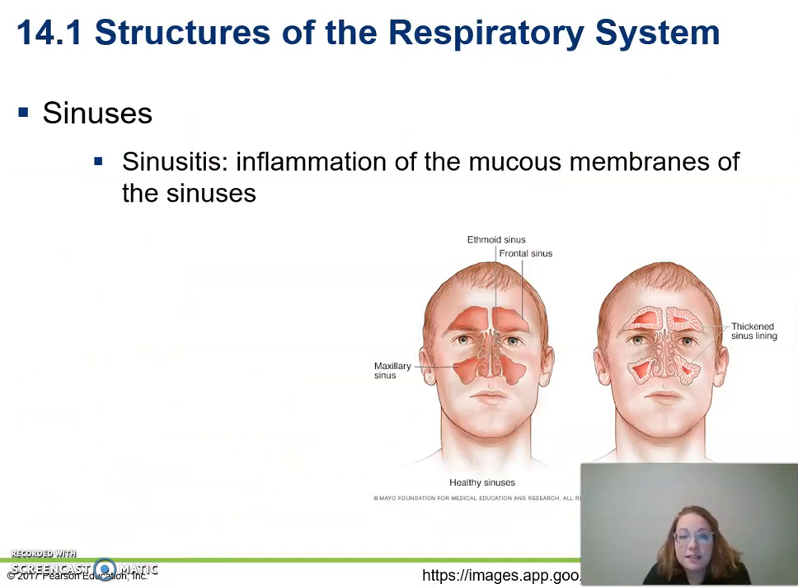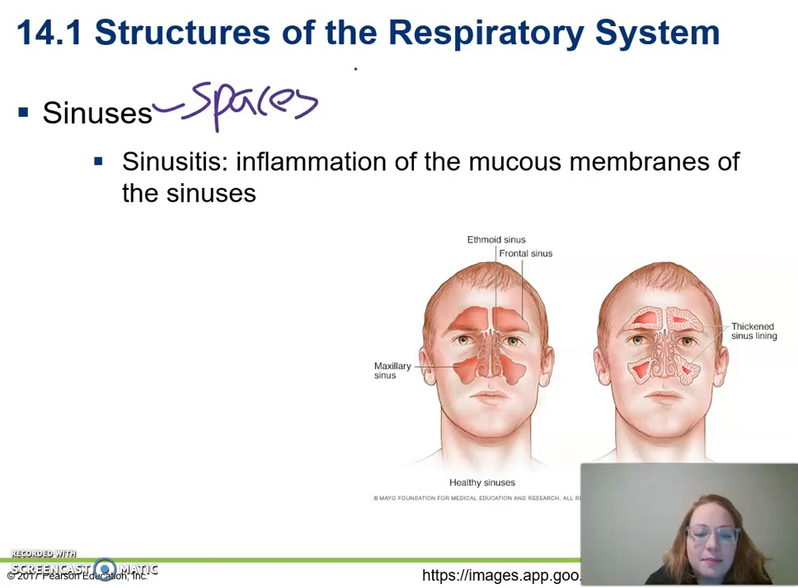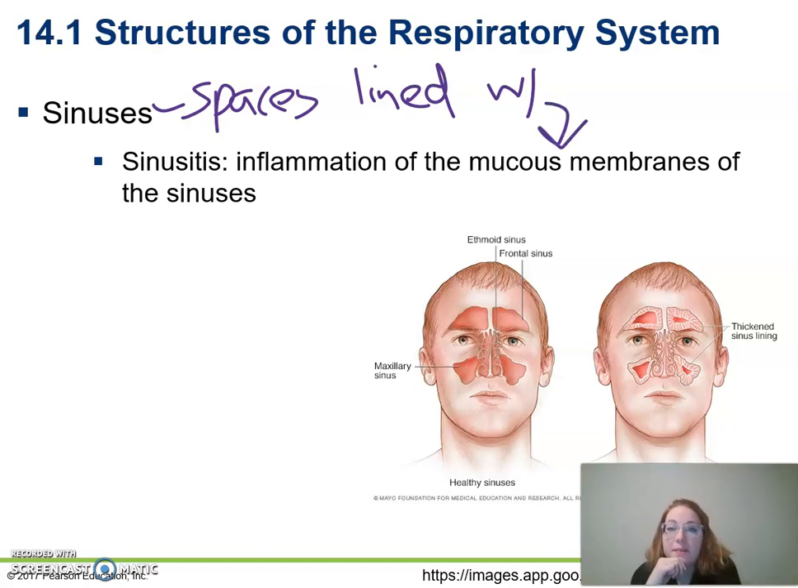Okay. So next we have the sinuses. So a sinus is a space. It's lined by the same mucous membrane as the nasal cavity. Sinuses: spaces lined with mucous membrane. Those are going to be inside some of our facial bones, and they're going to be named for the bones that they're in. Right? So between our eyes we have the ethmoid. In the front of our forehead we have the frontal, maxillary in our cheeks, and then the sphenoid will be more posterior, a little farther back in the sphenoid bone. So sinusitis is inflamed mucous membranes.